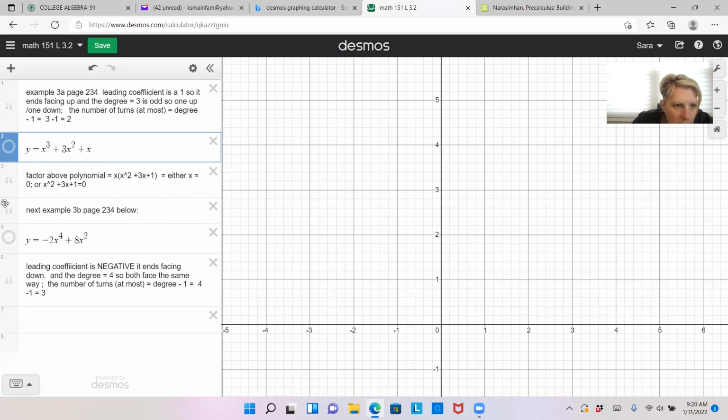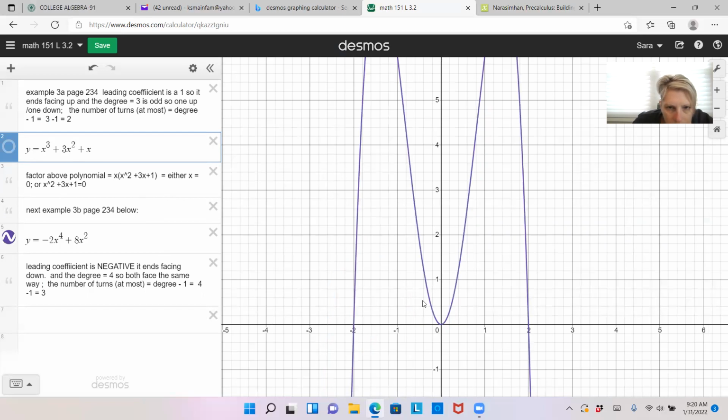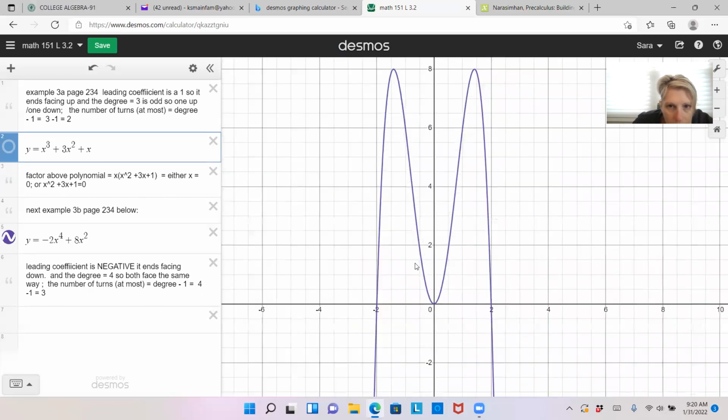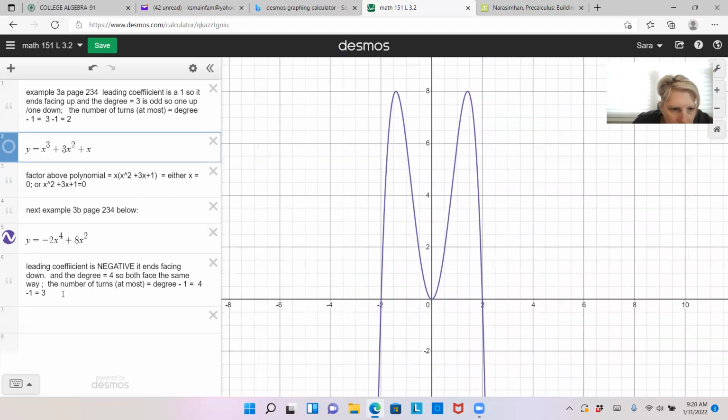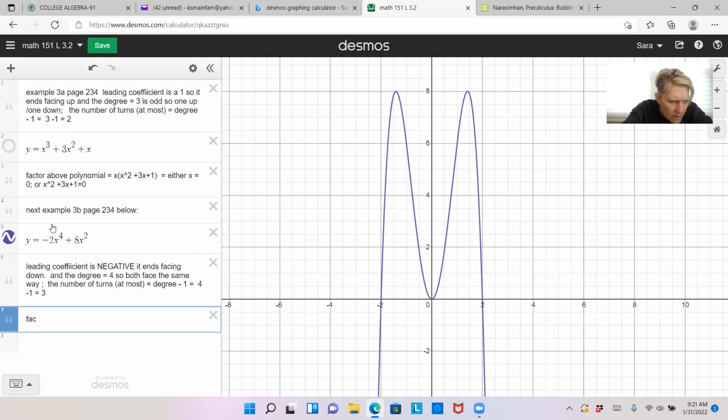Okay, I'm going to turn that one off again and go back to the purple one because I'm going to zoom back up for a minute. So we can see that it's got a degree of 4, so it's going to turn 3 times: 1, 2, 3. And then let's just factor this above.